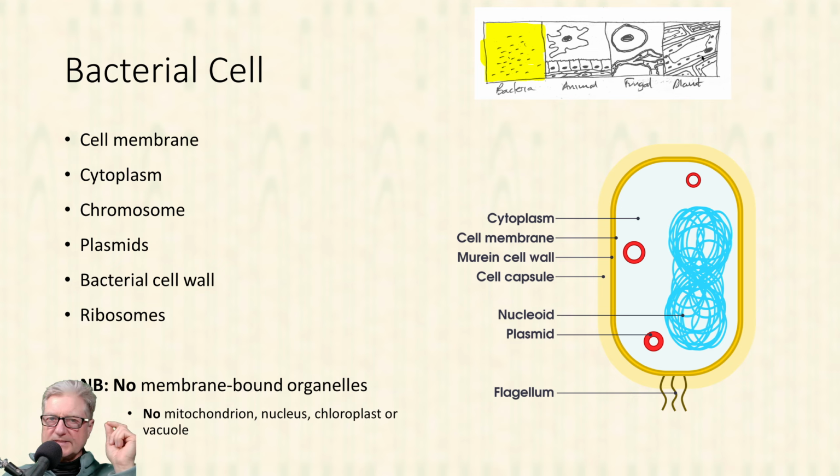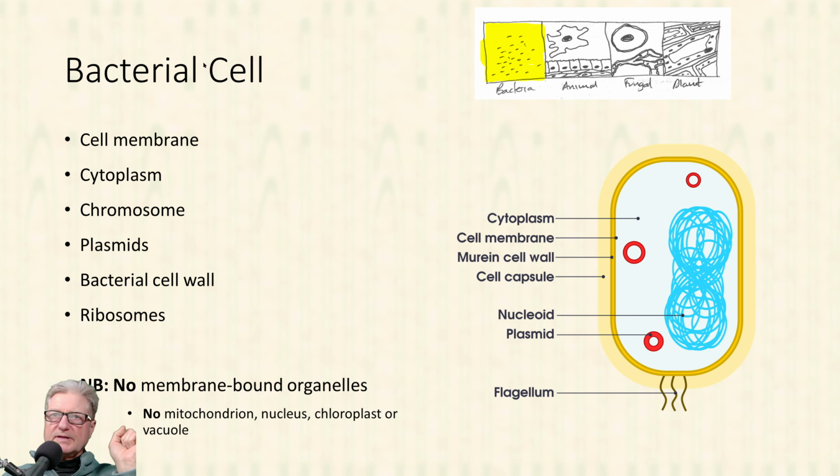Now, those chloroplasts and those mitochondria are about the same size as bacterial cells. The typical bacterial cell is about the same size as a mitochondrion. So remember that. If they give you a size question in the exam, remember, bacteria are tiny compared to these guys.